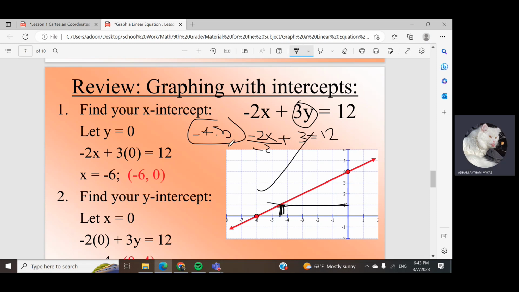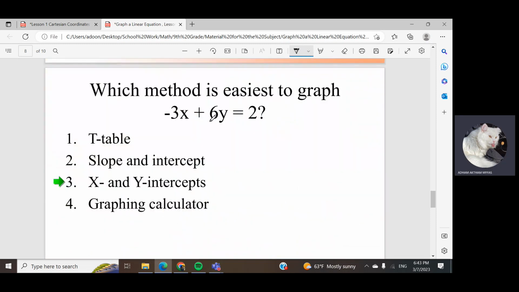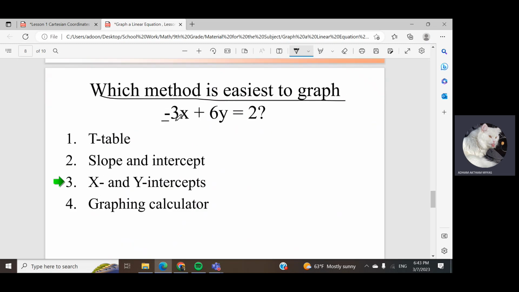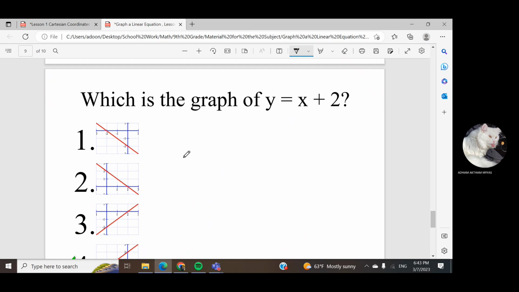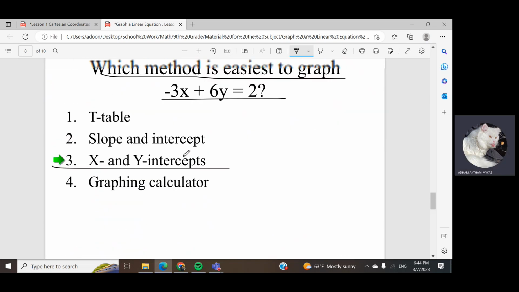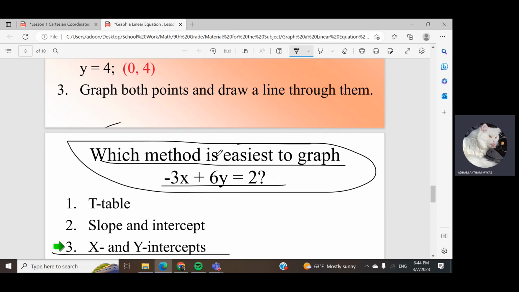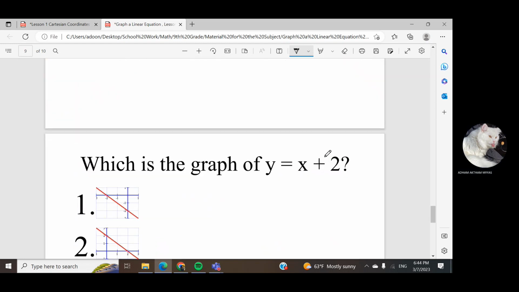So I'm using the best method for this idea. Which method is easiest to use to graph this equation? The easiest thing is using the x and y intercepts. Why? Because it's in the form of the y and x intercepts.